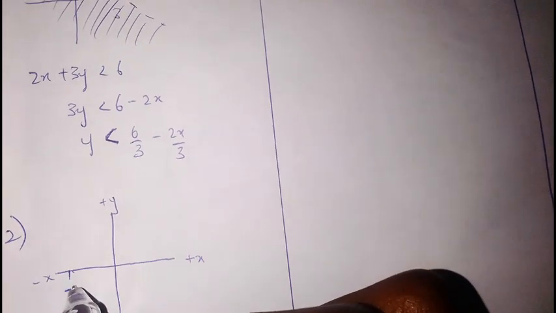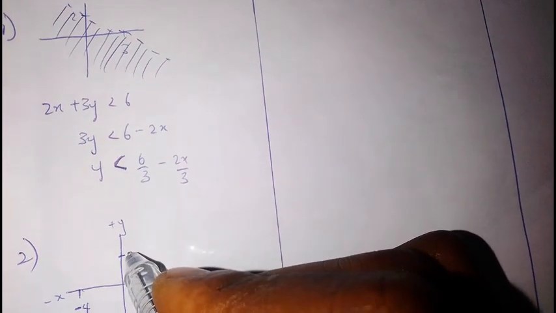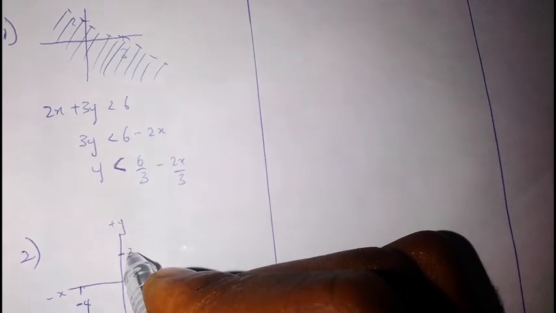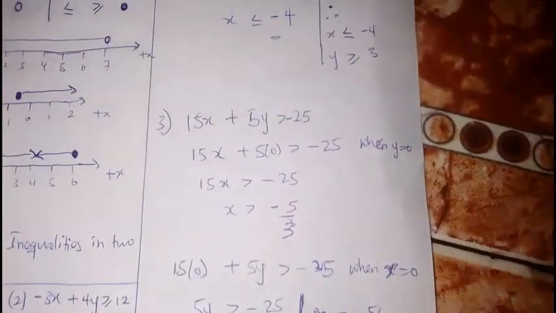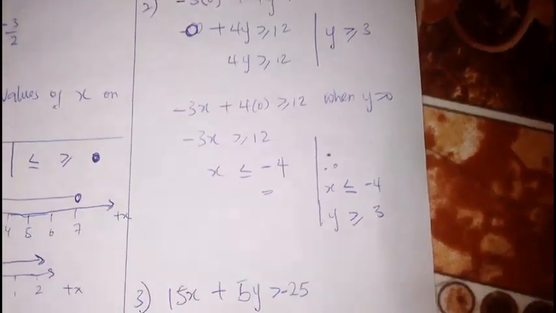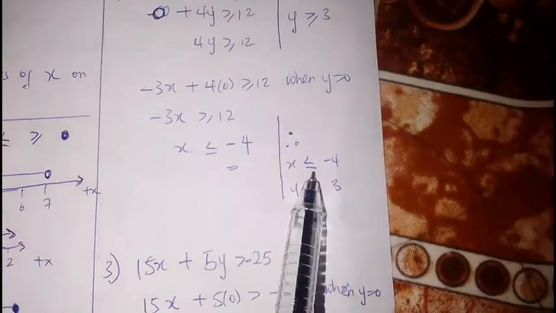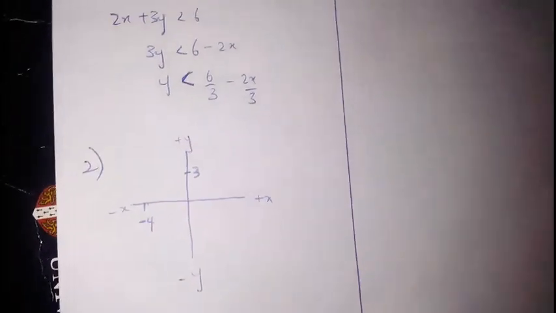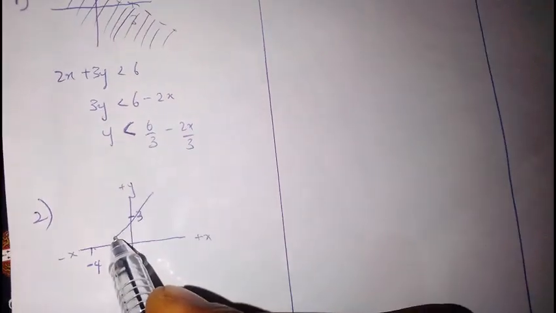Let's say this is my minus 4. And my y is plus what? Plus 3. So let's put 3 at this point. Now, let's look at the inequality sign. It is greater than or equal to, so I can draw it through like this.